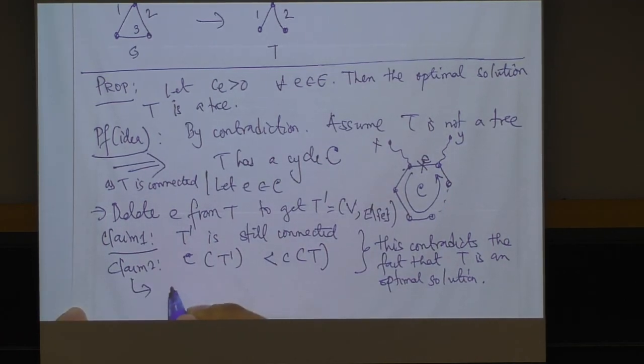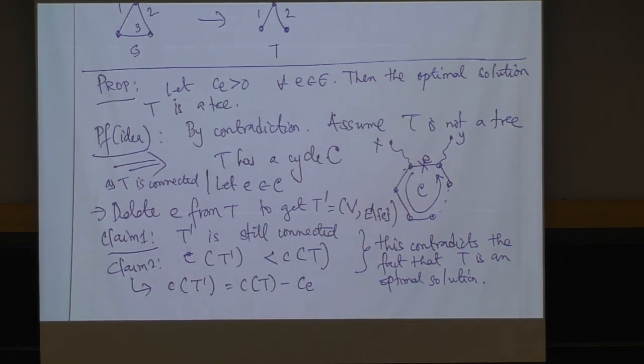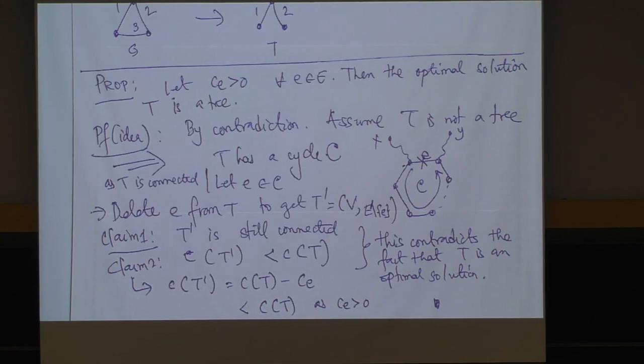The argument for claim 2 is even simpler. The thing to note is cost of T prime is the same as cost of T, except you're throwing one edge away, so this is exactly C of T minus cost of E. And here we use the fact that all the edge costs are strictly positive. So you're subtracting a strictly positive quantity away, which means this is strictly smaller than C of T, as C of E is strictly bigger than 0. And so that's it. We have argued that if all the edge costs are strictly positive, then the optimal solution is always a tree, and this justifies the name minimum spanning tree.